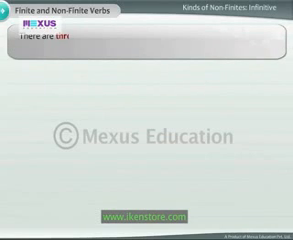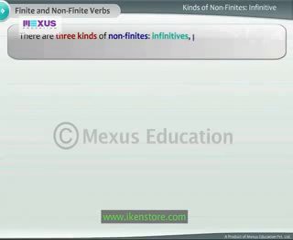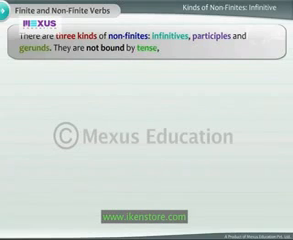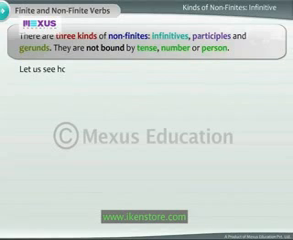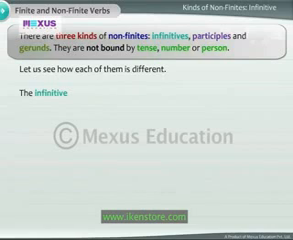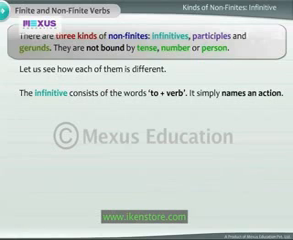There are three kinds of non-finites: infinitives, participles, and gerunds. They are not bound by tense, number, or person. Let us see how each of them is different. The infinitive consists of the words to plus verb. It simply names an action.